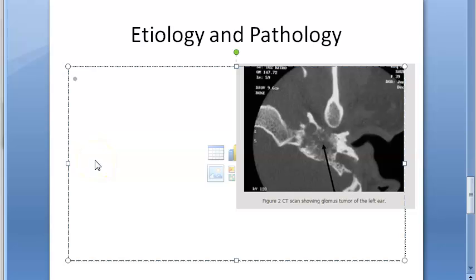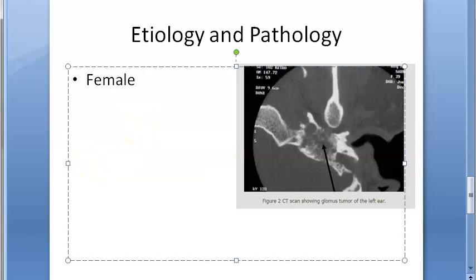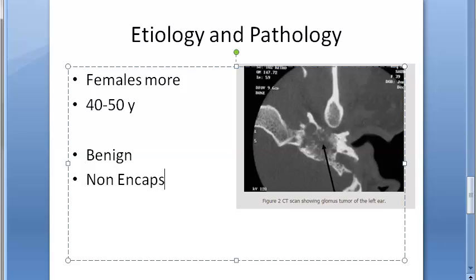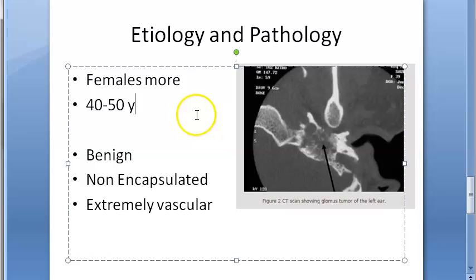So people just note that females are affected more, okay, and the age that it affects is 40 to 50 years. It is benign. Yes, we already told you it's a benign condition. It is non-encapsulated. So though it is benign, it is not encapsulated. It is vascular. Okay, this also you remember. Okay, benign, non-encapsulated, extremely vascular. Okay. So it grows very slowly, several years. Okay. So this tumor is actually locally invasive.